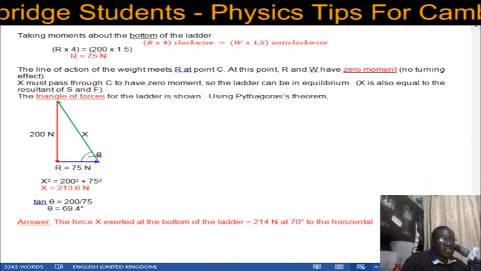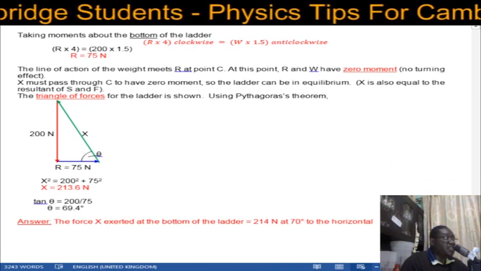I think that marks the end of this topic on forces, density, and pressure.